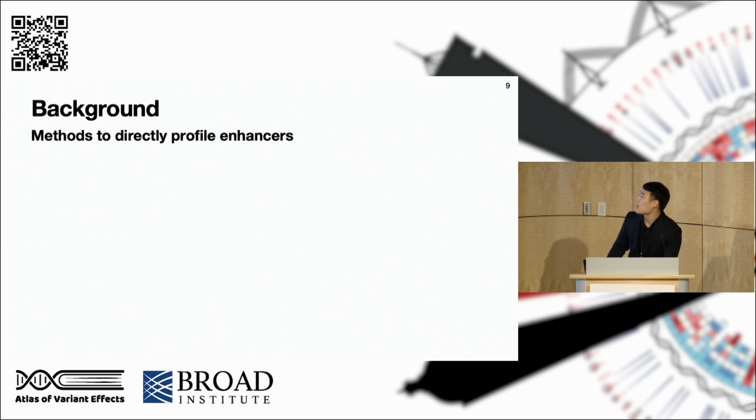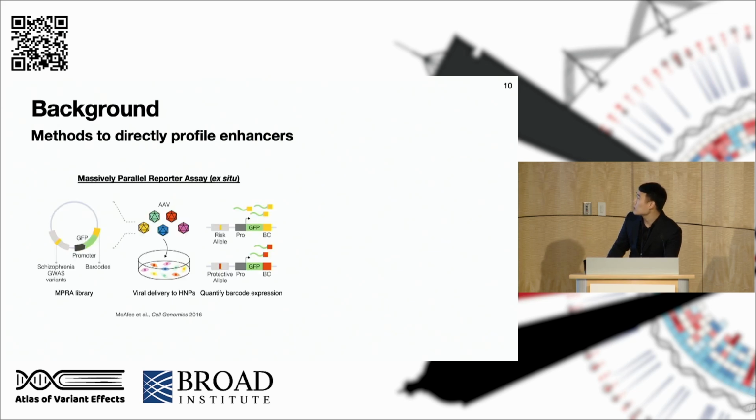There are a couple of predominant methods to directly profile enhancers, one being massively parallel reporter assays, where we assess the regulatory activity of several non-coding functions on a reporter gene in parallel. And while MPRAs can be used to assess enhancer-promoter relationships and get a sense of sequence-to-function relationships as well, it's important to remember that it's an ex situ assay, so we can't really get a sense of genomic regulation in its endogenous chromatin context.